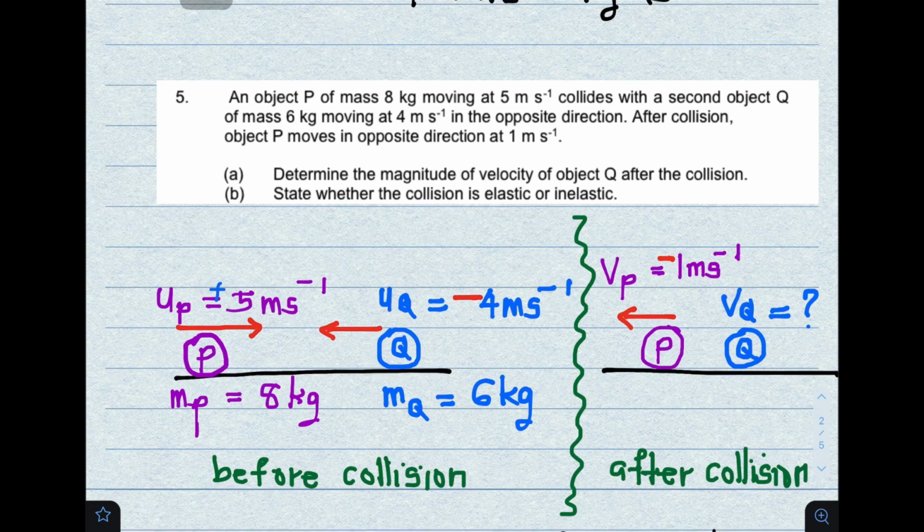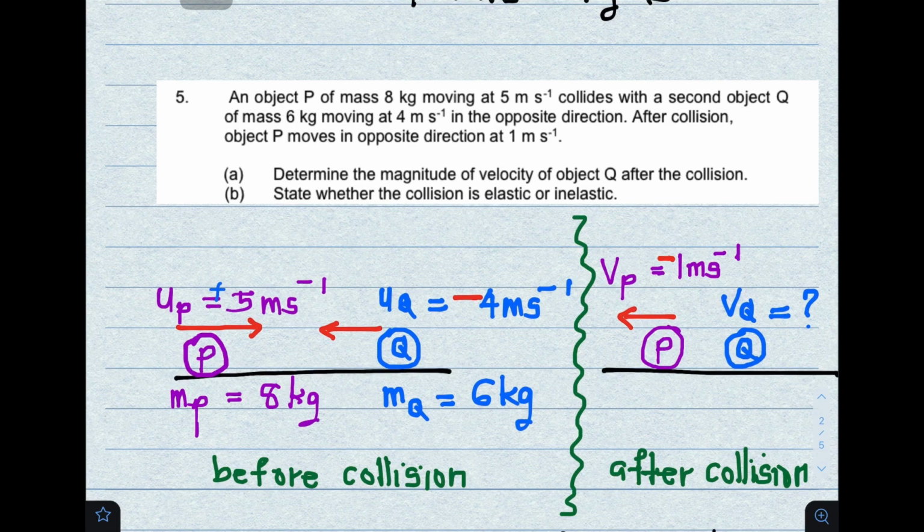Meanwhile, this is my object Q with the mass 6 kg and my object Q will be moving in the opposite direction. So I have my UQ is 4 meter per second and you need to put it as a negative because it moves in the opposite direction, which is to the left. This is what happened before collision. Now object P and object Q will collide. What happened after collision?